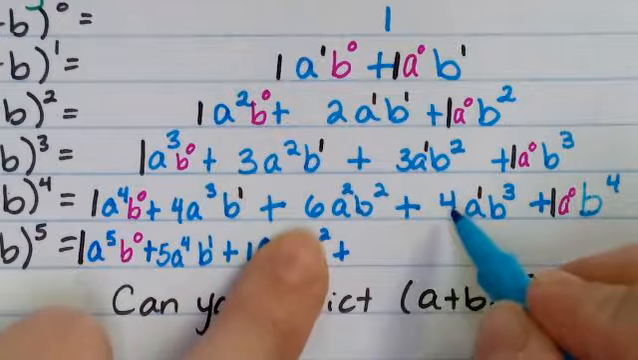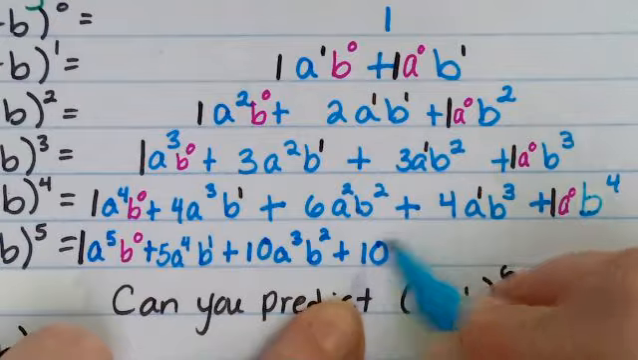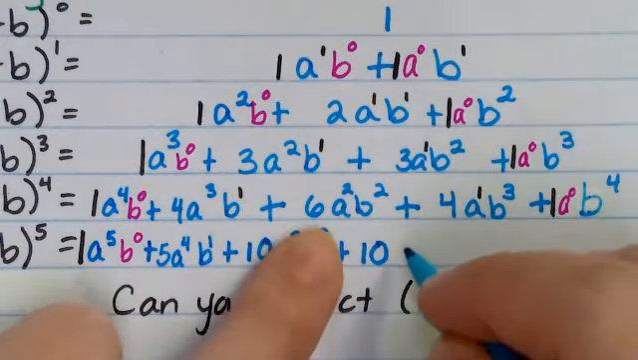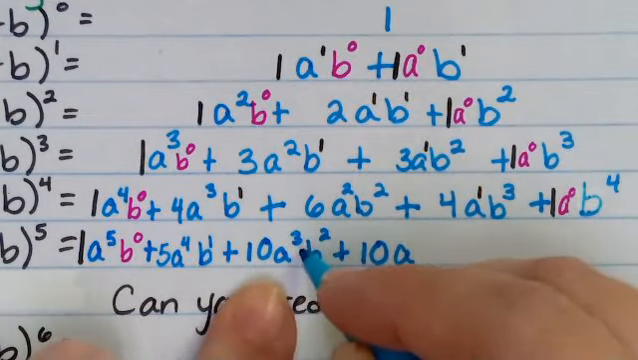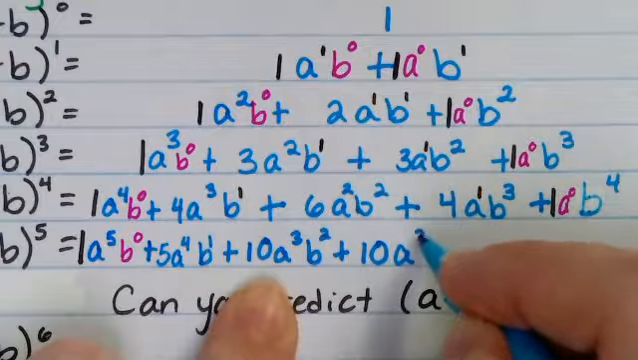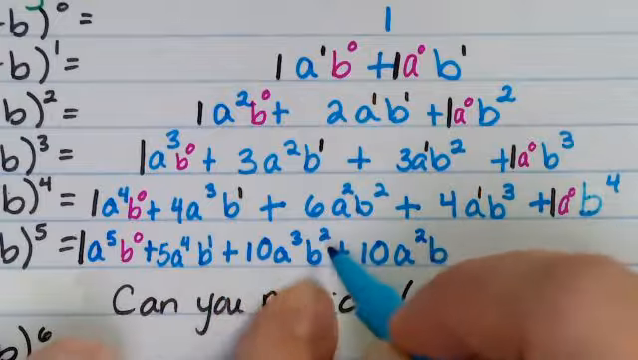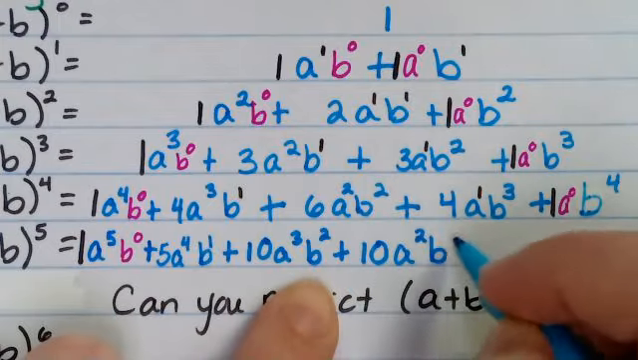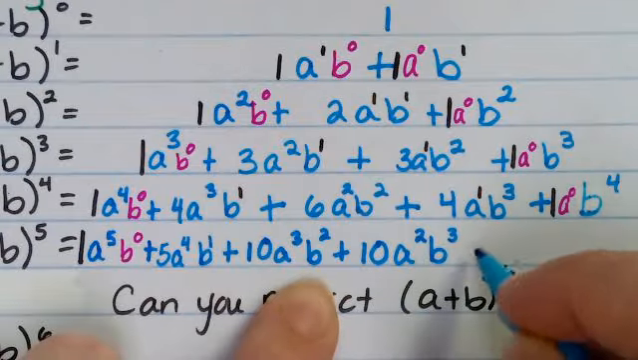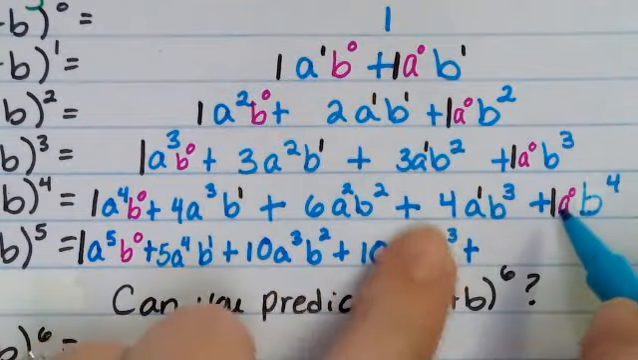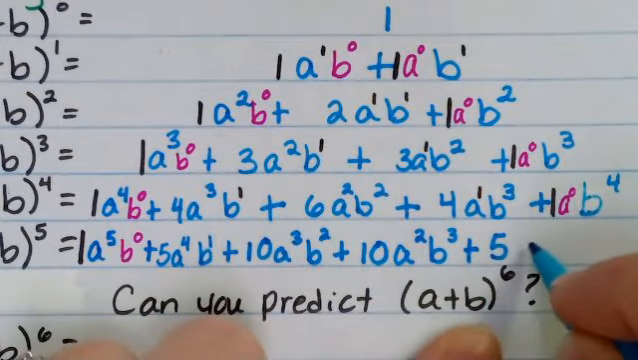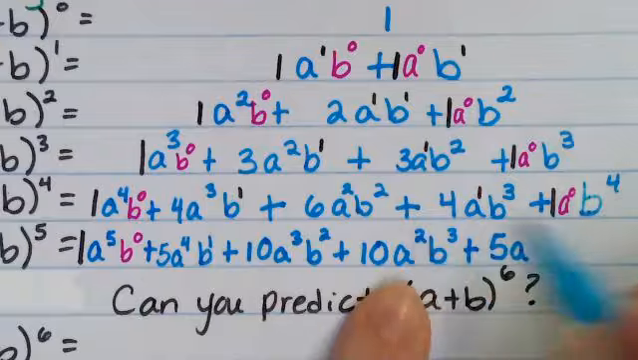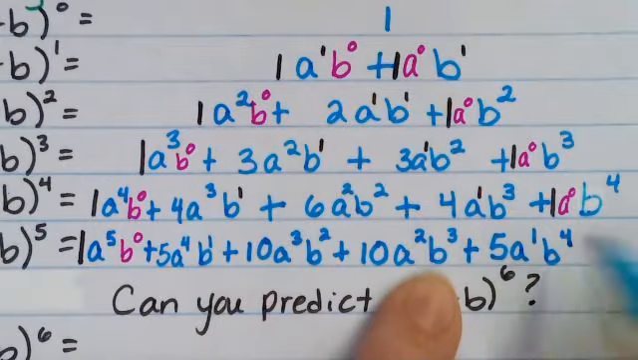Okay, in the next term, add your 6 and your 4 to get 10. We're going to have A to the, let's see, it goes down. It was 3rd. Next one is 2nd. B is going to go up. So B will go up to a 3rd. Get your coefficient, 4 plus 1, 5. We will have A to the 1st, and your B will go up to the 4th.